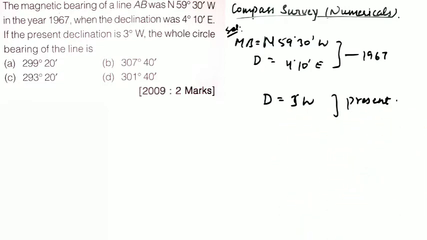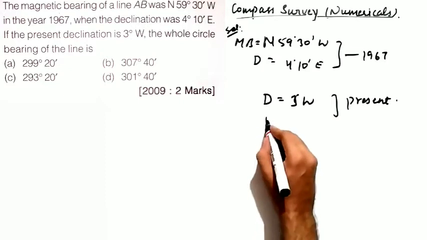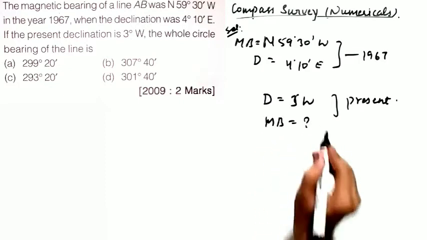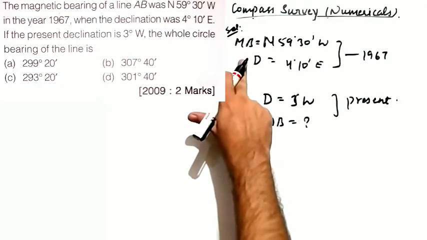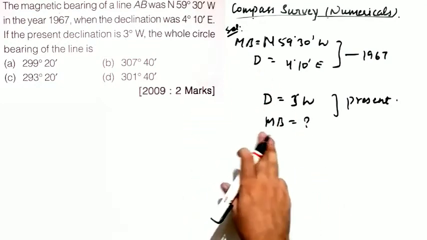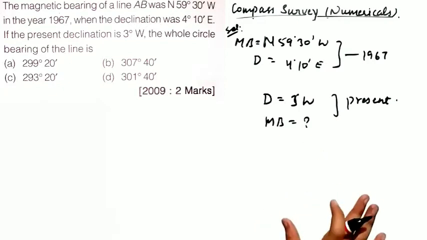Now it is asking you the present whole circle bearing of the line. Whole circle bearing means the magnetic bearing. It is asking you to determine the present magnetic bearing. The magnetic bearing at 1967 is given. I already told you in the theoretical part of compass surveying that we always convert the bearings in terms of true bearing, since true bearing never changes. Magnetic bearing was different in 1967. It is different in the present year, whatever the year is.